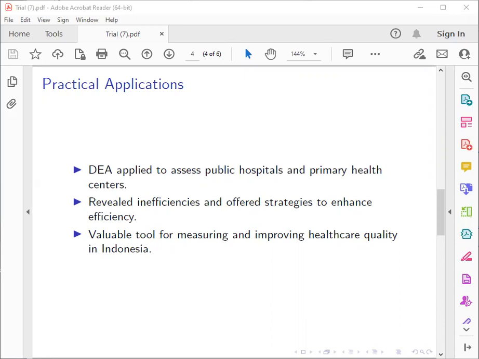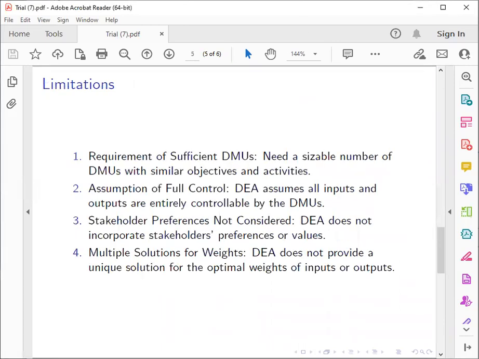By leveraging the power of DEA or other kinds of modeling like this, hopefully Indonesia's healthcare system can have a good improvement and also give better service to its citizens. But using this kind of method also has several limits. Okay, what are the limits? First thing first is the requirement of sufficient DMUs.